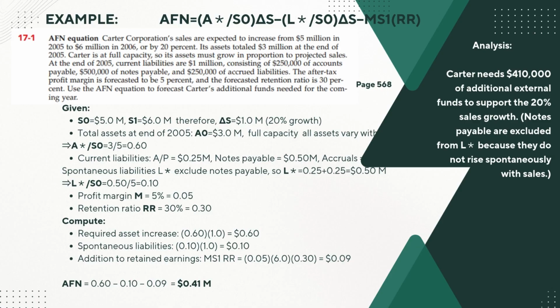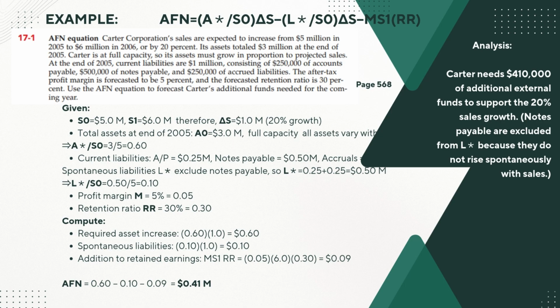So we will have our next given, which is the L star over S0, 0.50 over 5, remember the 5 million, is equal to 0.10. Next is M, profit margin is at 5%, so it's 0.05, and the RR in the given is 30% or 0.30. So now we have completed all the necessary variables, so we have to compute directly.